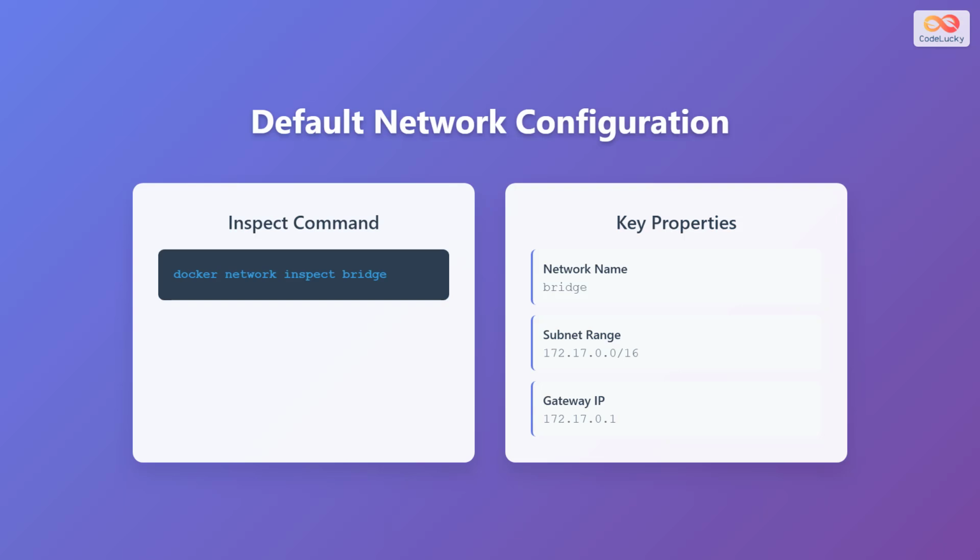To view the default network configuration, use the docker network inspect bridge command. Key properties of the bridge network are: the network name is bridge. The subnet range is 172.17.0.0/16, and the gateway IP is 172.17.0.1.